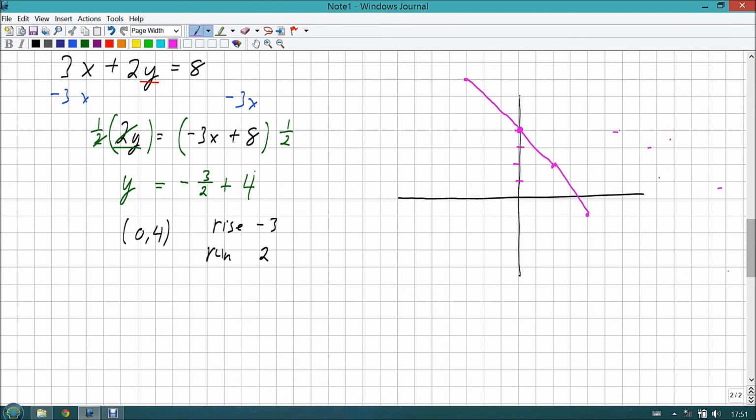So let's make sure. 1, 2, 1, 2. Ah, this last one was out of place. 1, 2, 3, 1, 2. There. That looks a bit better. I think that last one doesn't look very good either. Double check on that. It's always good to double check your work. So drop 3, 1, 2, 3, run 2.